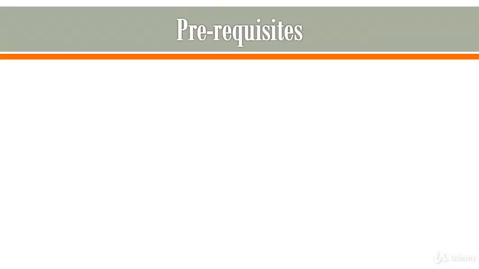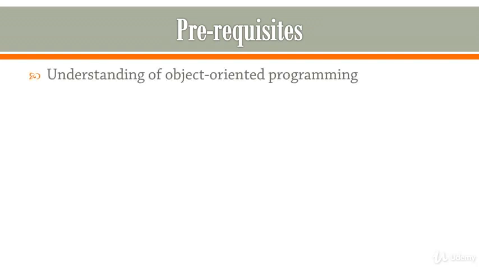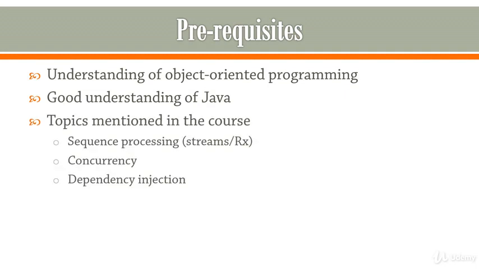Now, in terms of the prerequisites for this course, you have to have a good understanding of object-oriented programming. You have to have a good understanding of Java, obviously. And I'm also going to mention some tangential topics, such as, for example, sequence processing and things like reactive extensions. I'm going to mention concurrency and the idea of thread safety, and I'll make use of dependency injection in certain cases just to illustrate how particular design patterns work with the notion of dependency injection.